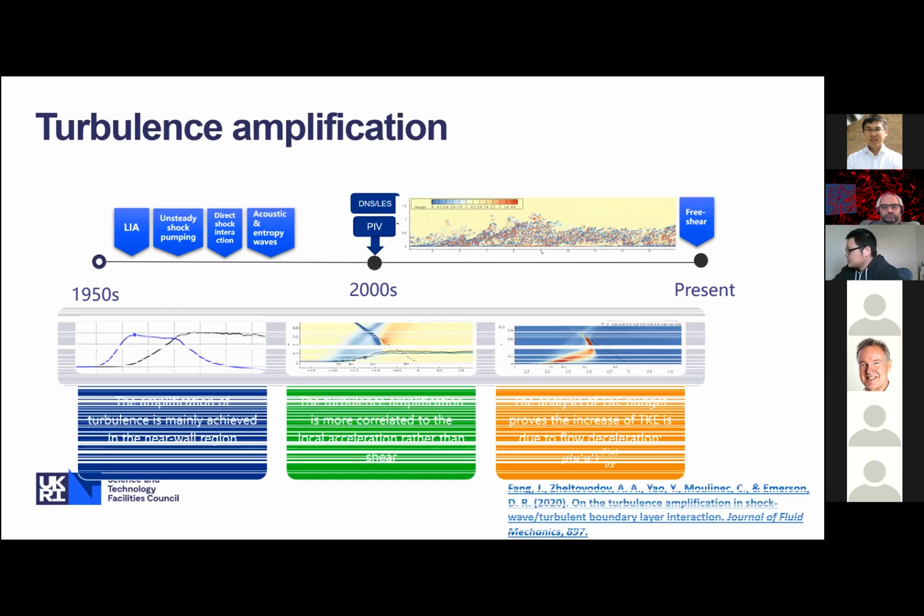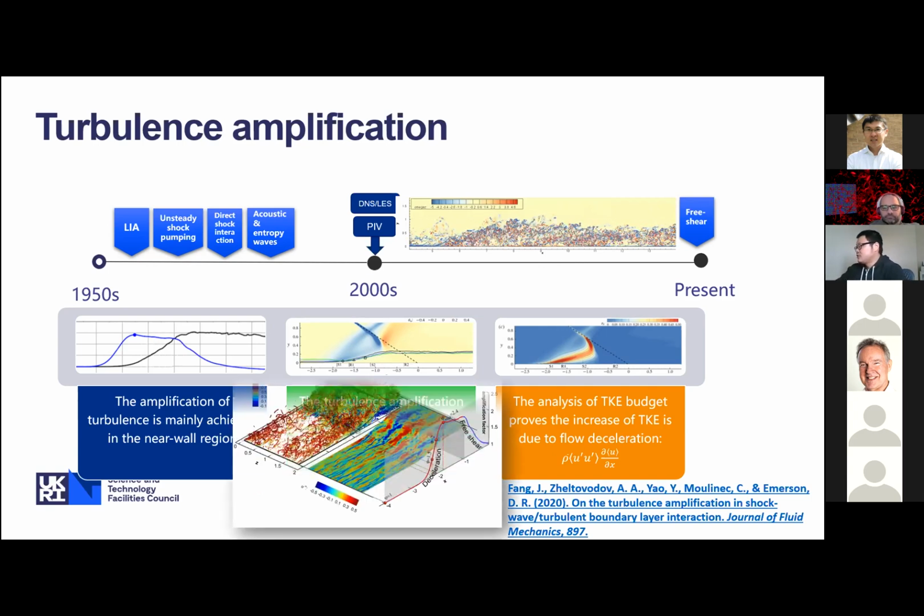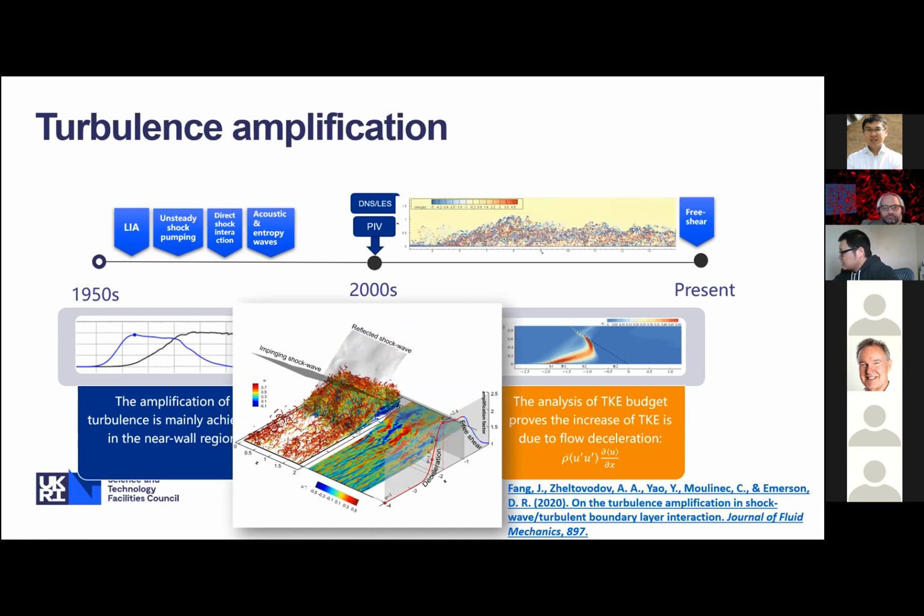However, in the recent research we conducted in Daresbury, we noticed that the amplification of turbulence is mainly achieved in the near wall region, not the shear layer, which is away from the wall. And we noticed that the turbulence amplification is more correlated to the local deceleration rate rather than the shear. Then we decomposed the TKE budget, and we found the increase of TKE is due to the flow deceleration terms. This was recently published in JFM. So we give a different explanation of the turbulence amplification.